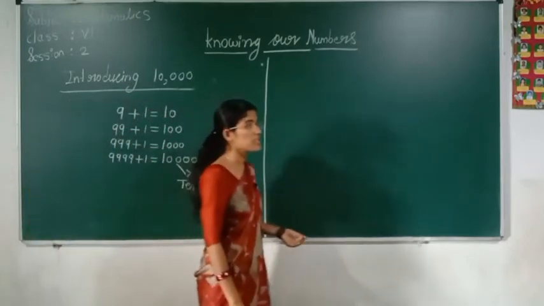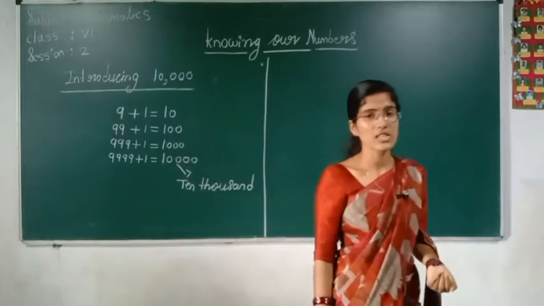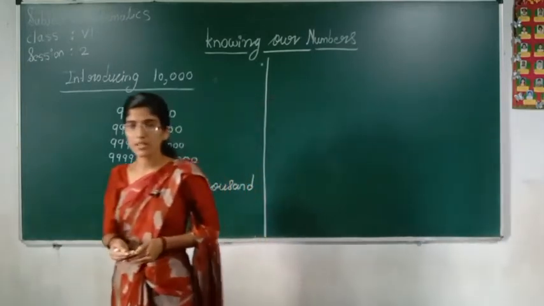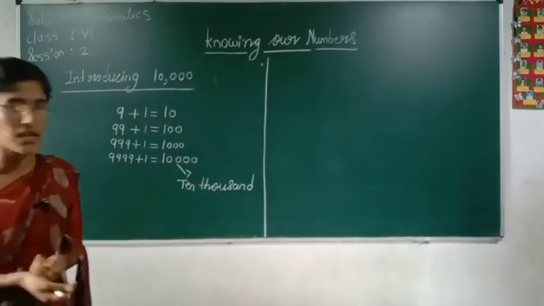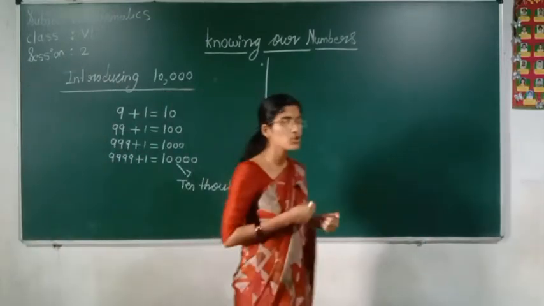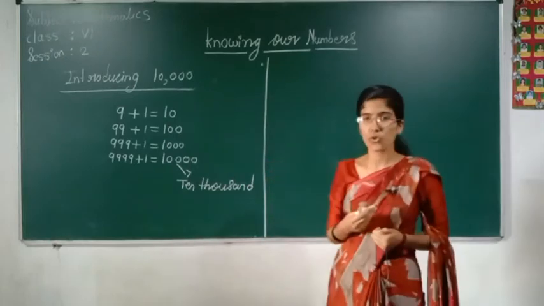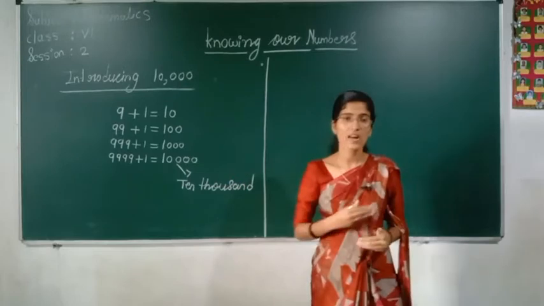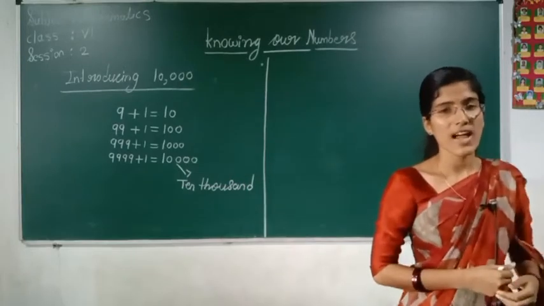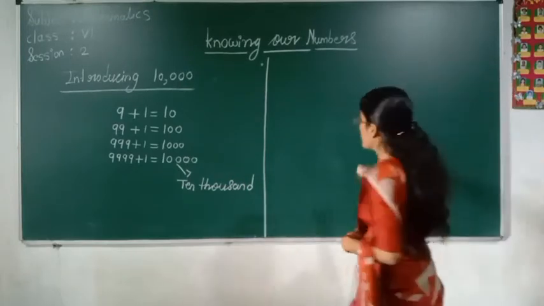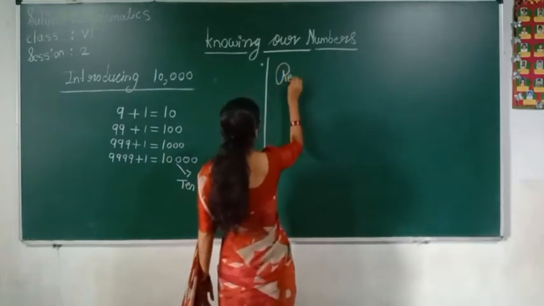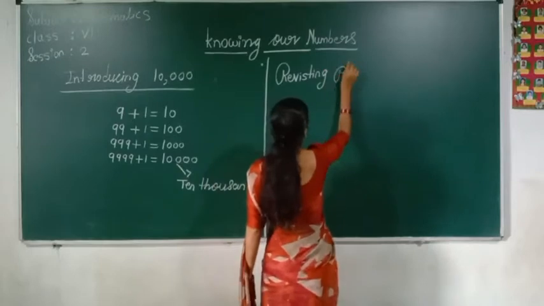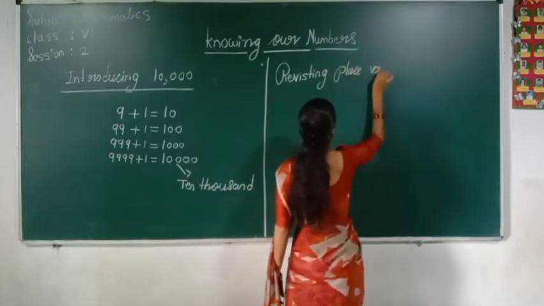Now see here, students, in earlier classes you have learnt about the expansions of 2-digit numbers, 3-digit numbers, 4-digit numbers. But in this year we are going to expand 5-digit numbers also, because we have come to know the 10,000 number, right? See here. Next, revisiting place value.